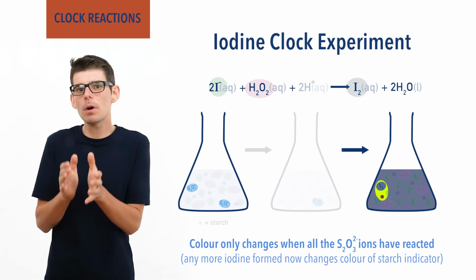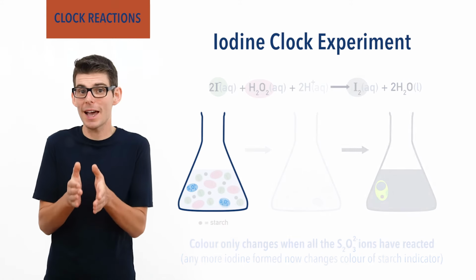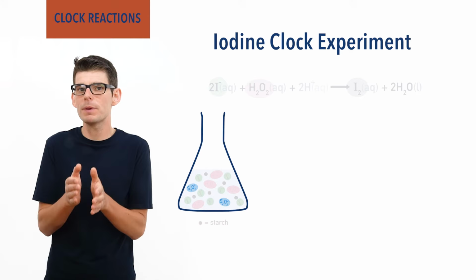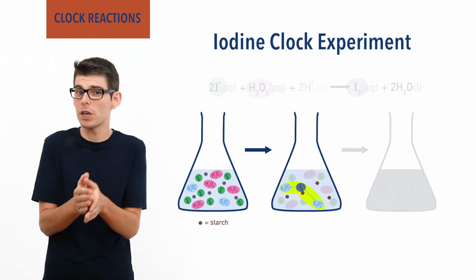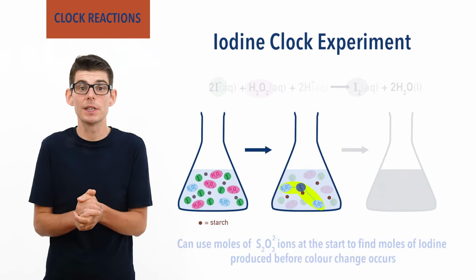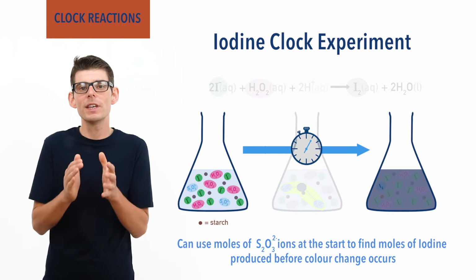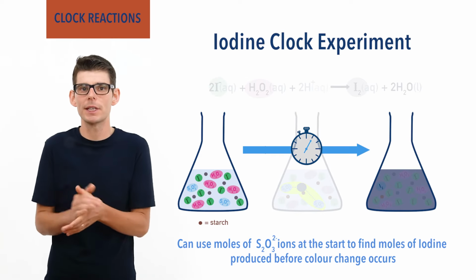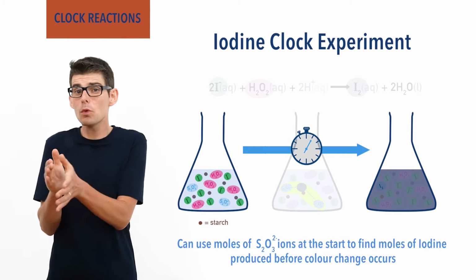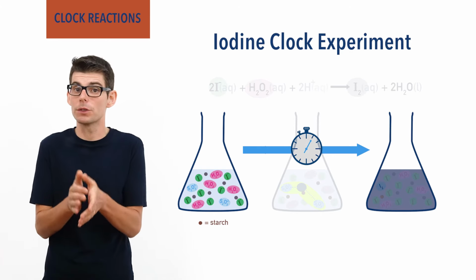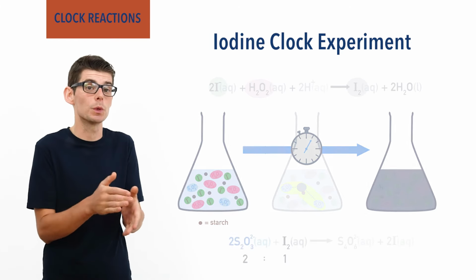If we know the moles of thiosulfate ions added to the reaction mixture, the moles of iodine that must have been produced before the colour change occurred can be determined, and combined with the time taken for this colour change to happen, the initial rate of reaction can be calculated. One small thing to note here is that the molar ratio of thiosulfate ions to iodine molecules is 2:1.